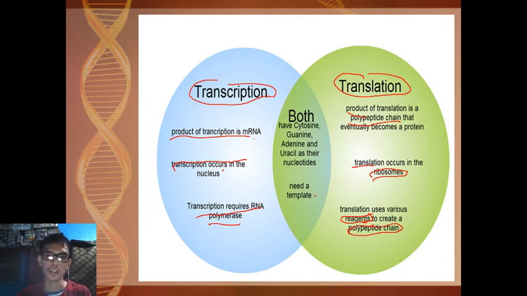That's your translation. Now, what's the similarity of both processes? Both use cytosine, guanine, and adenine, coming from the DNA, and also including uracil, as the nucleotides that they use. And one thing is important here: no transcription and no translation will happen if there is no template.